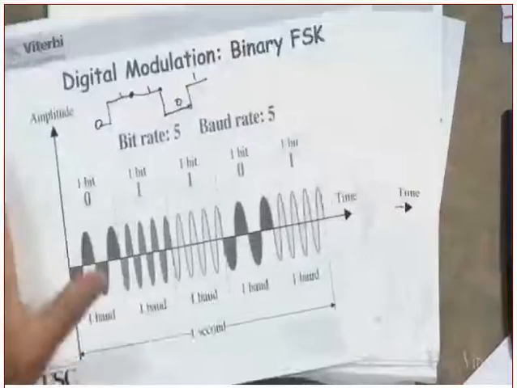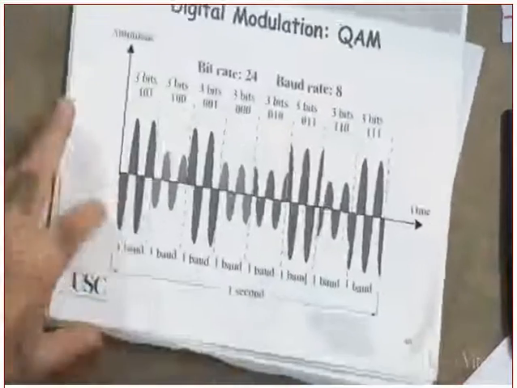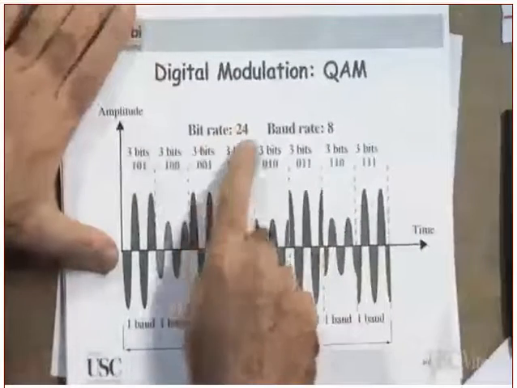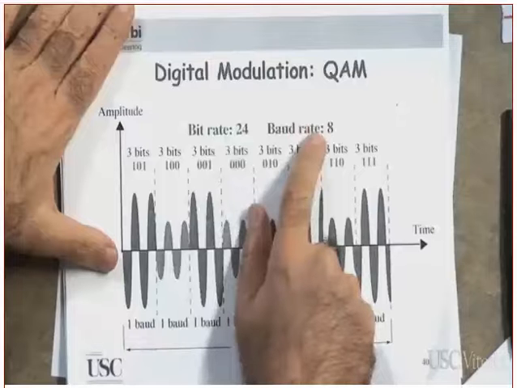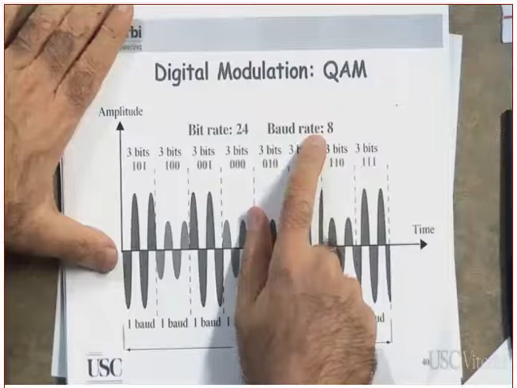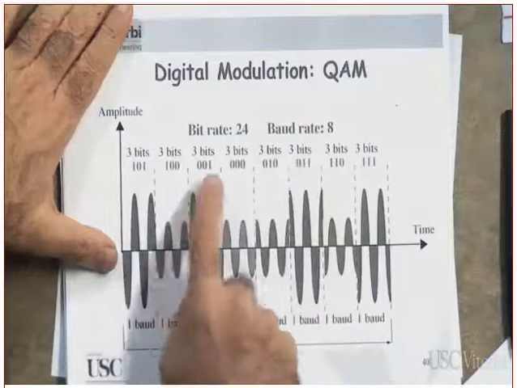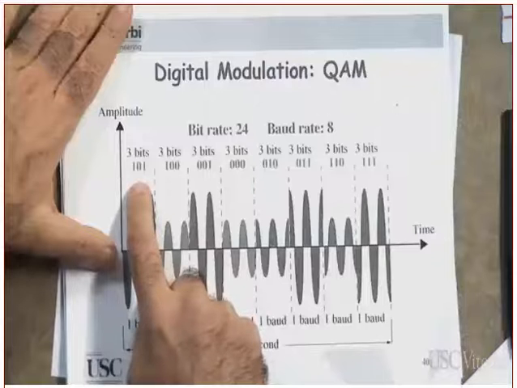Okay. Question, quickly. First of all, look at the bit rate and look at the baud rate. Bit rate is 24. Baud rate is 8. Which means what is K? K is equal to 3. Which means 3 bits per symbol. Clear?